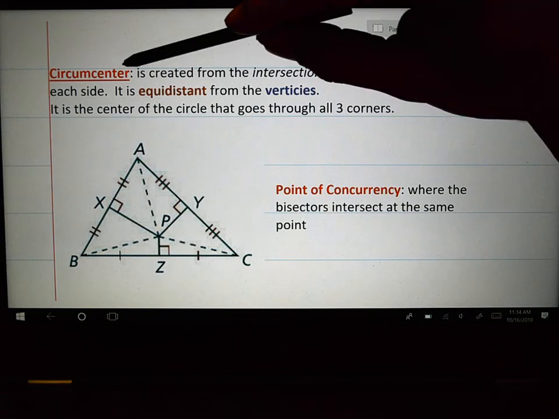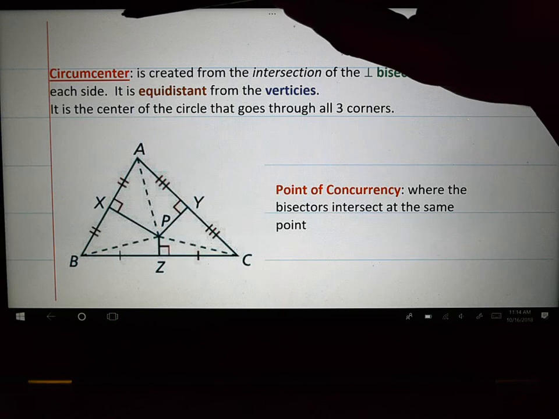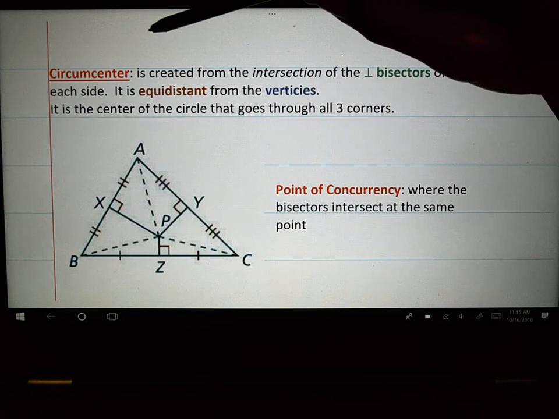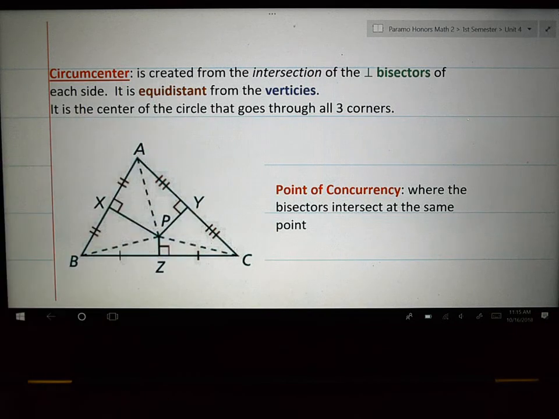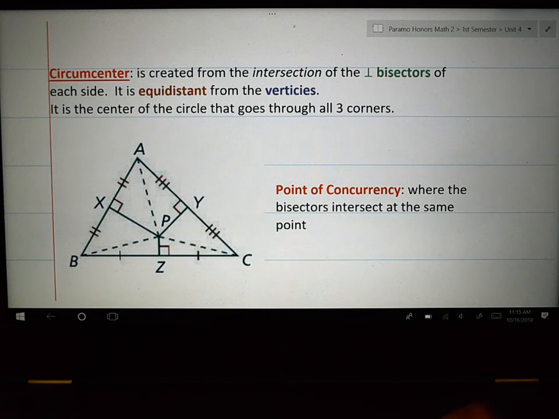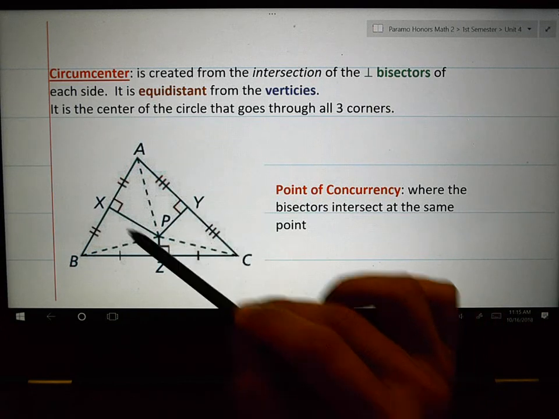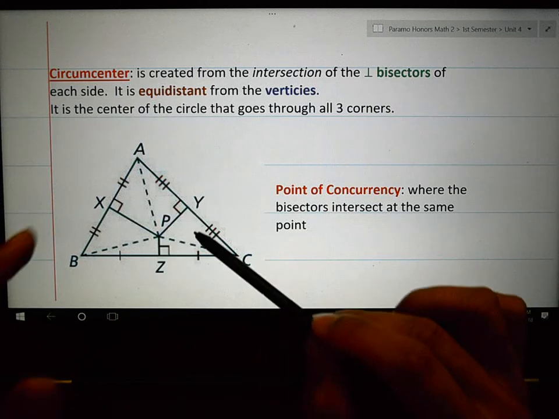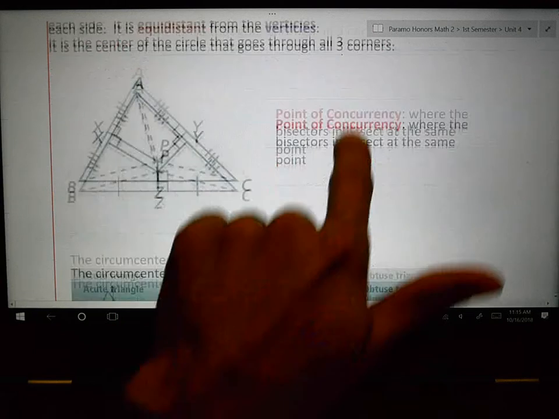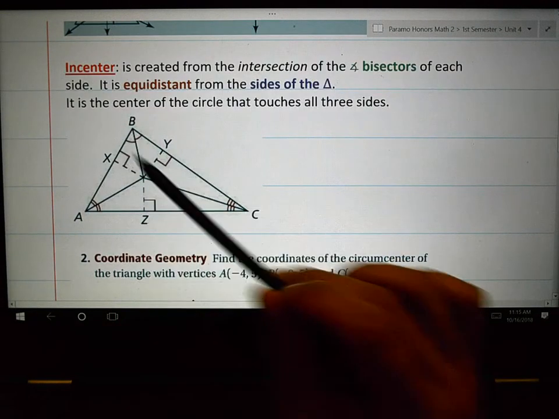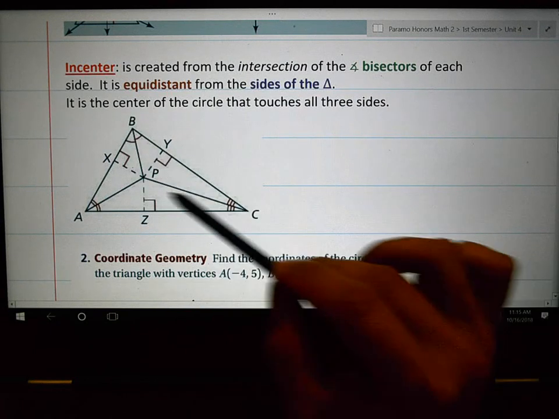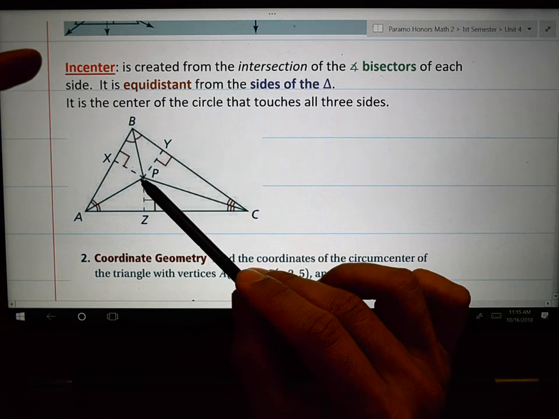The circumcenter has a special property, and it is one of four things you're going to have to distinguish from each other. We're going to learn four things that are all made by concurrent lines. This line here, and this line here, and this line here are all made from perpendicular bisectors. It creates something called the circumcenter. Later, you're going to learn that concurrent lines can also be made by angle bisectors, and when you have angle bisectors, it creates a place called the incenter.